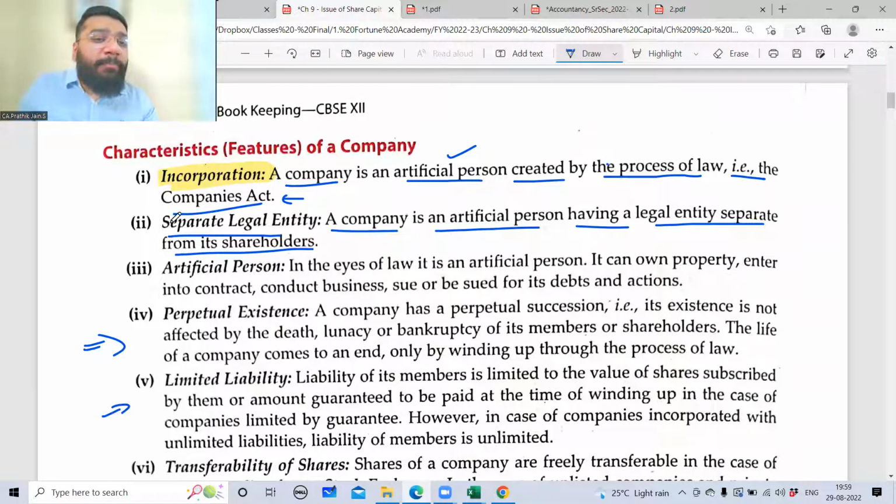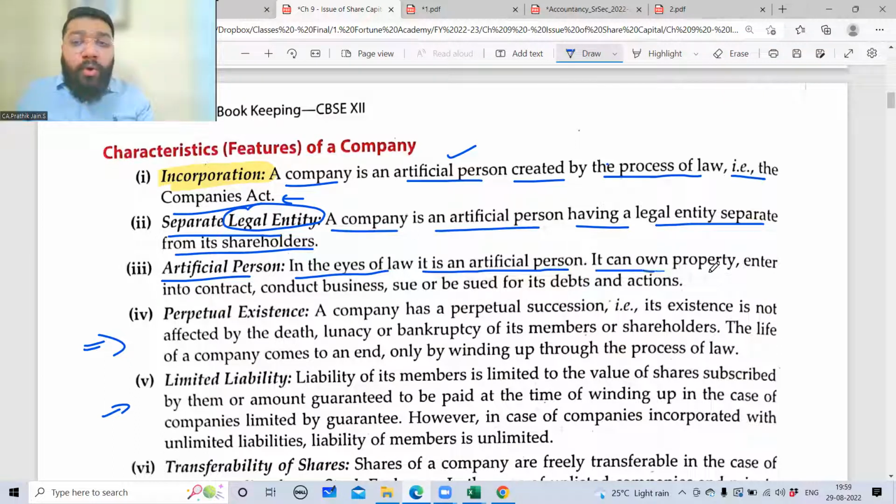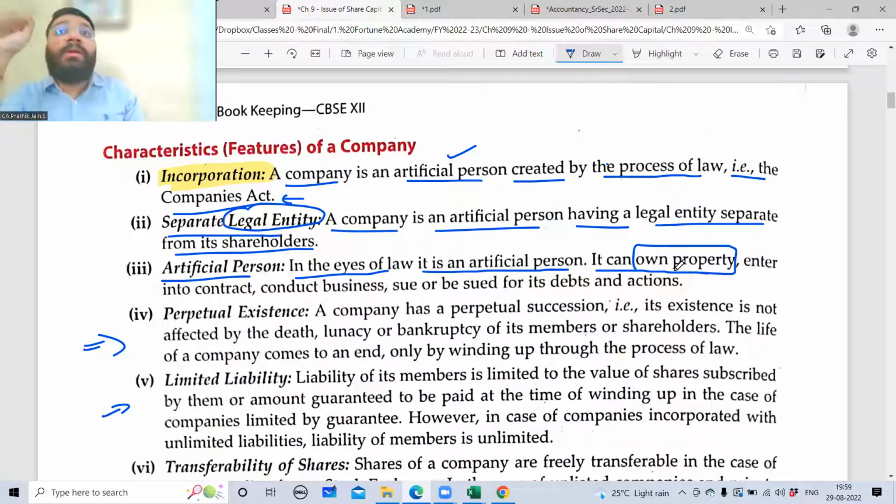Look at the word now, it is separate from its owner. It is a legal entity created by law as per the process of law. Next is artificial person. In the eyes of law, it is an artificial person. It can own property. Why do we say that a company is a person? Because only a person in our country can hold property. A person only can enter into contract. A person only can do business. That is what our constitution says.